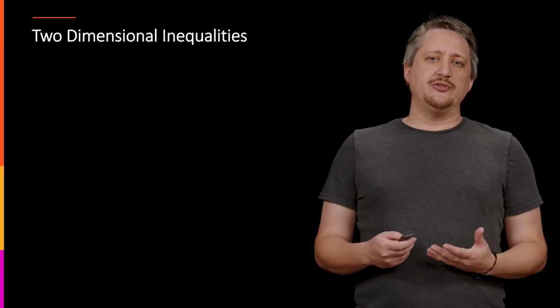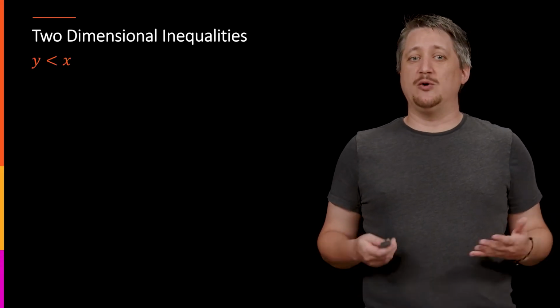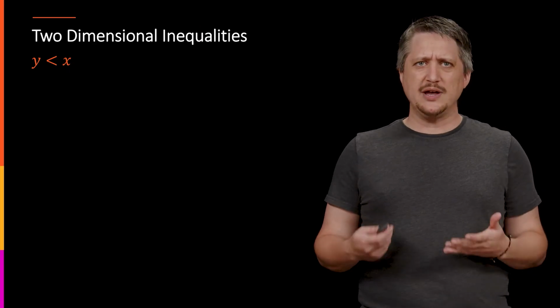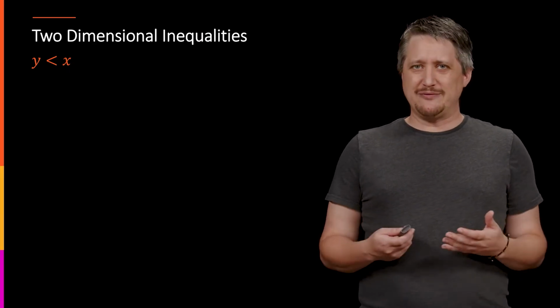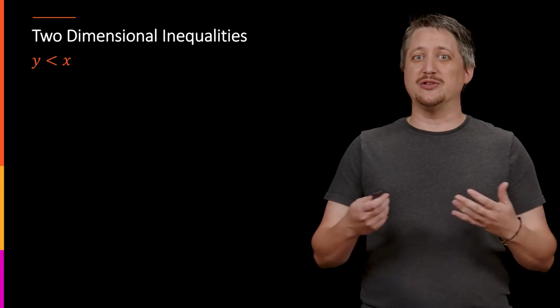So that's one-dimensional inequalities. What about two-dimensional? So what we mean by that is what happens if we have a y and an x instead of just x, right? Well, now that we have y and x, we're going to graph this very much like we would a normal equation, right?